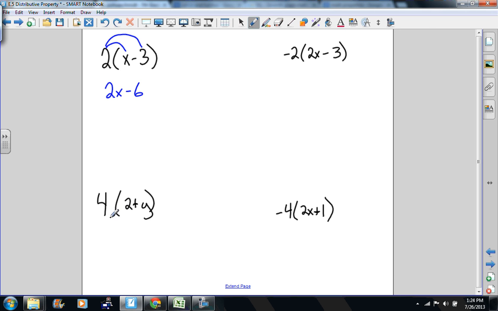Okay, so if we're going to do this one here on the bottom, we do the same thing. We distribute to both terms. 4 times 2 is 8. 4 times y is just 4y, or a positive 4y.